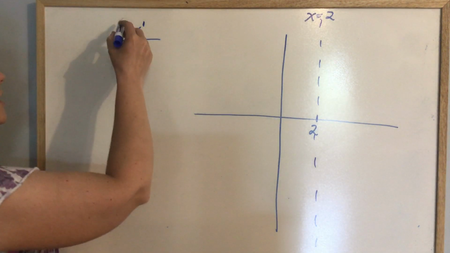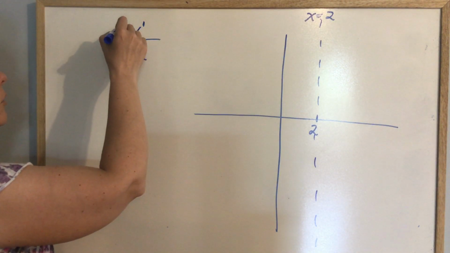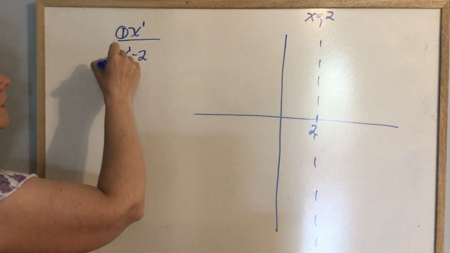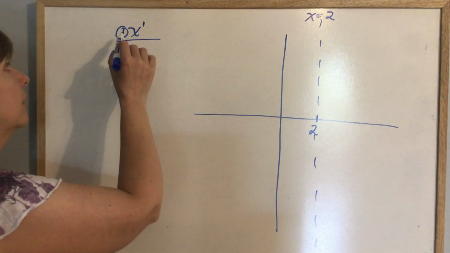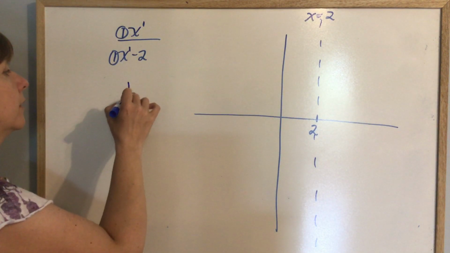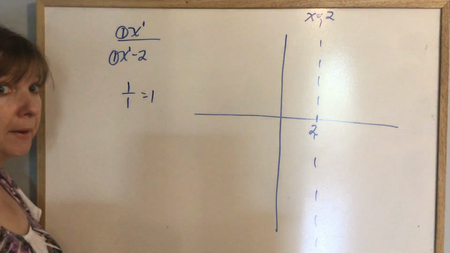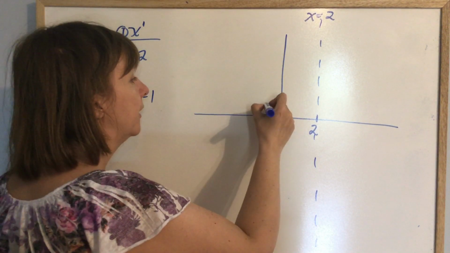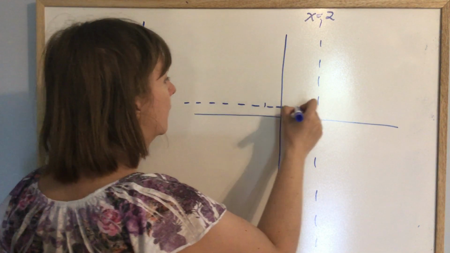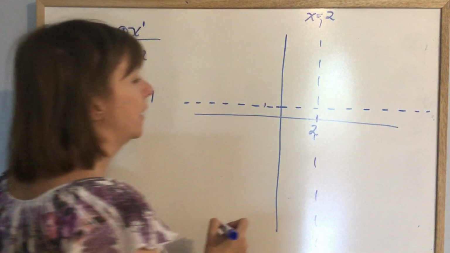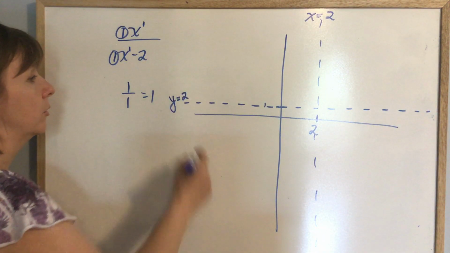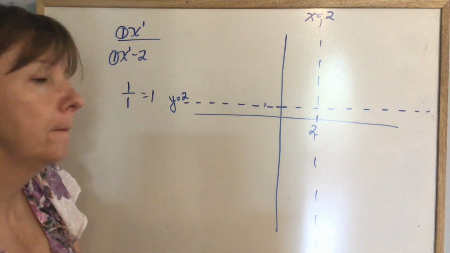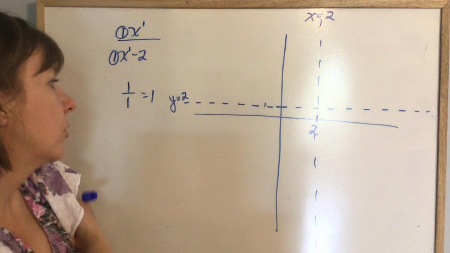But it means that we take the leading coefficients, so the numbers out in front of the variables, which in this case is 1 over 1, which is the number 1. So at 1 is where your horizontal asymptote is, and that is y is equal to 1 because it's on the y-axis, right? So that is my horizontal.